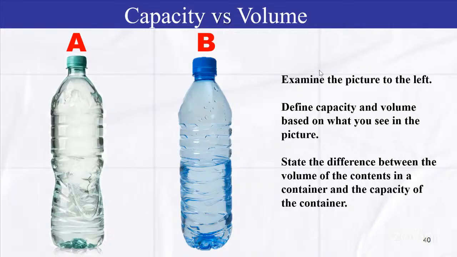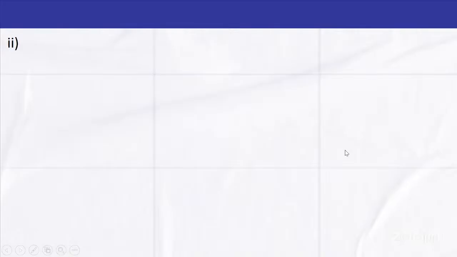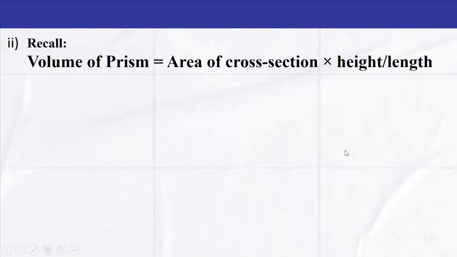Which of the pictures, tell me which of the letters A or B represents capacity and which represents volume? Dr. White says A is capacity and B is volume. All right. Thank you so much. And you are indeed correct. So we're going to need that information as we decide now to calculate.